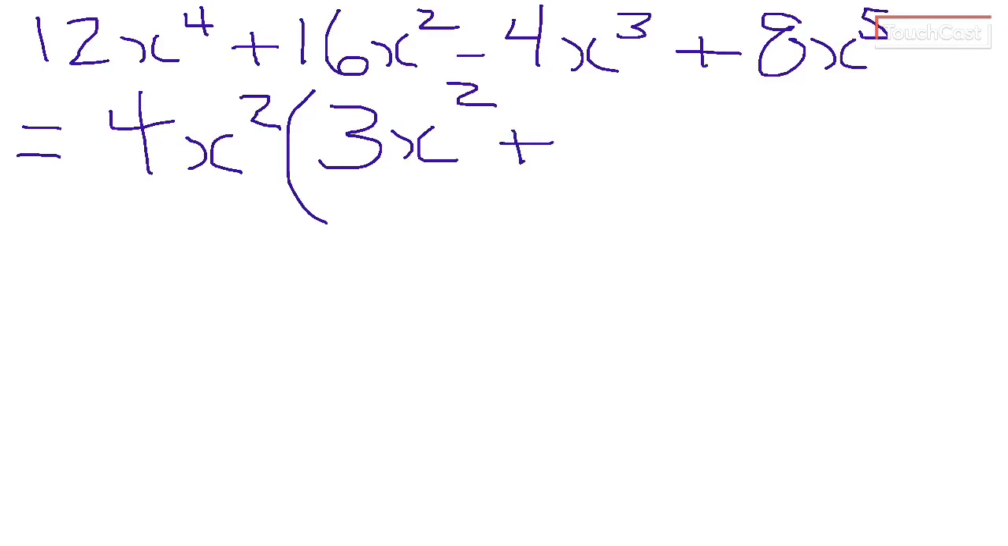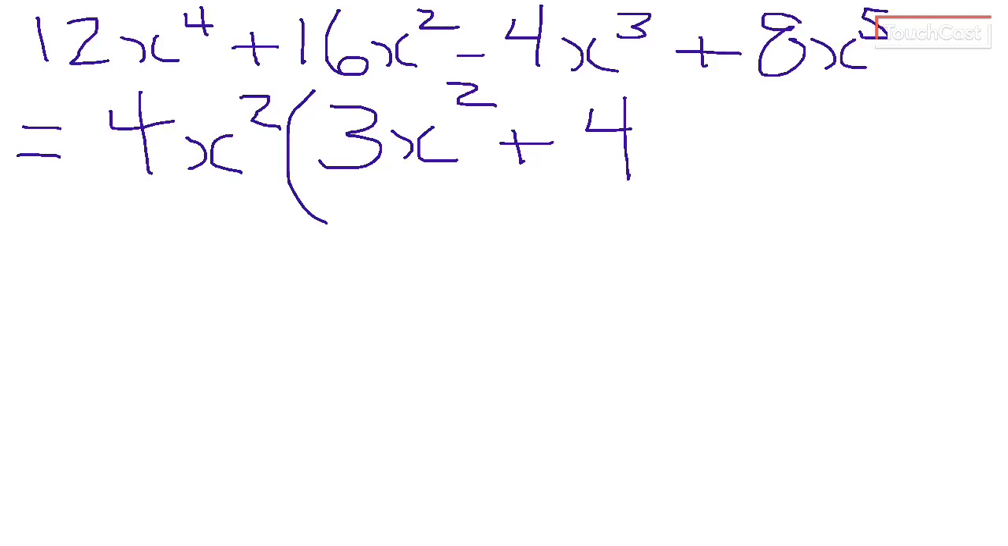Next term, what do I need to multiply the 4x squared by to get 16x squared? Well, I'm going to multiply it by 4. And I'm not going to add anything in the variables because it already is x squared. So I don't need to multiply that by anything to get the 16x squared. So my second term is just 4 by itself.